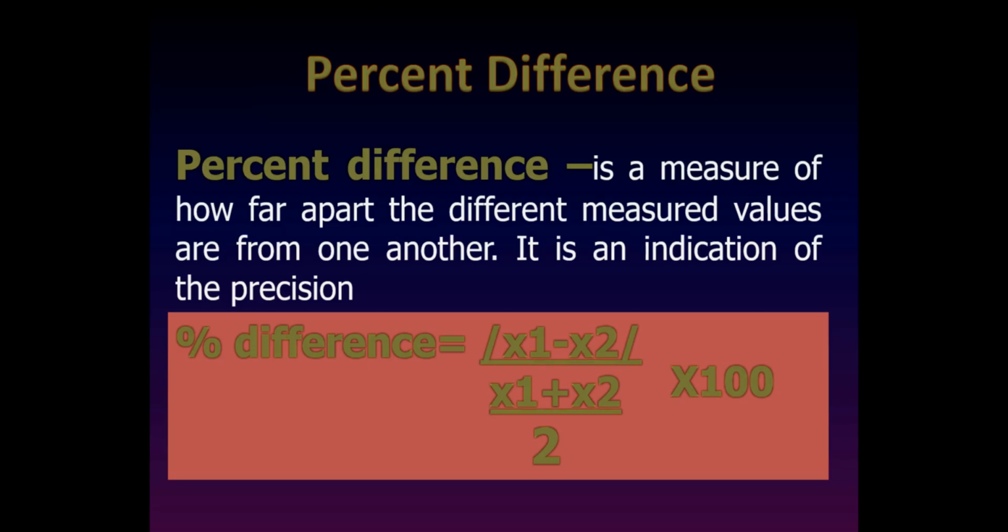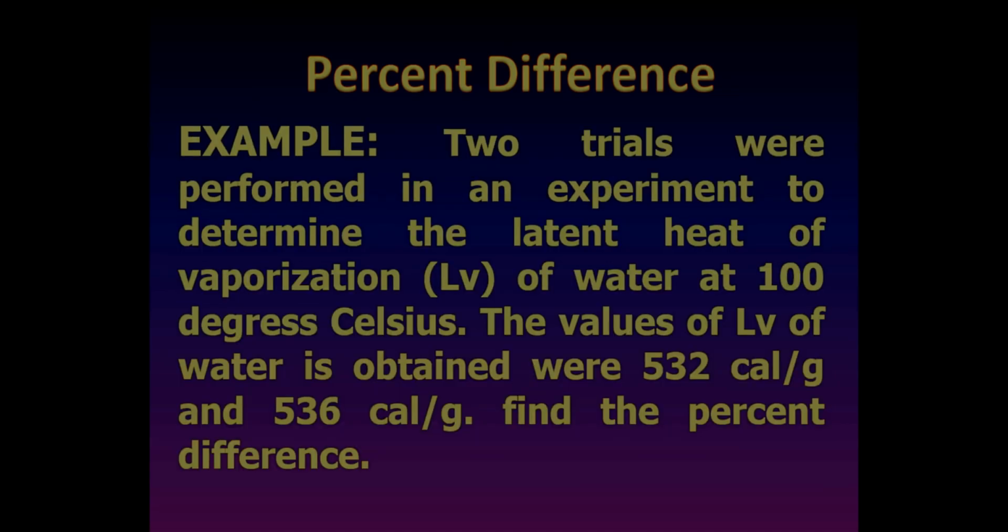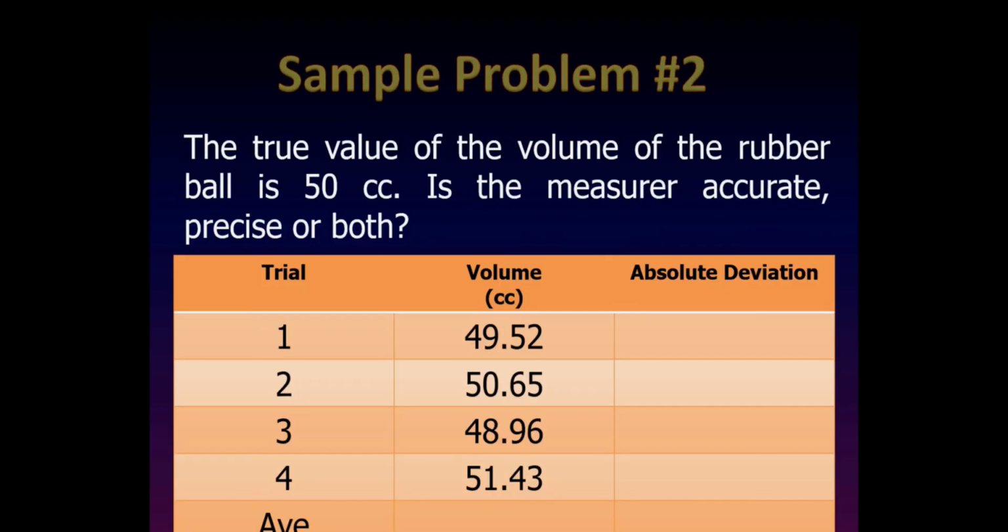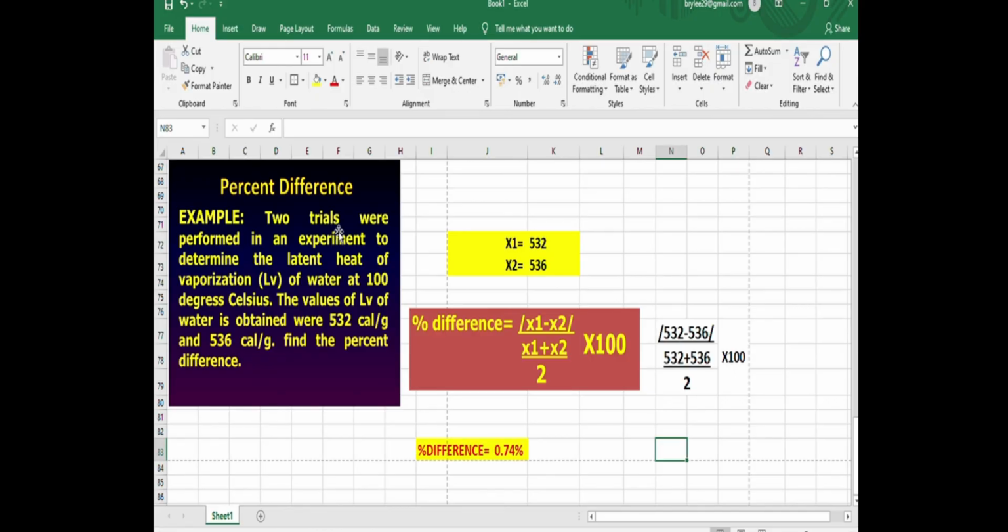So for you to solve for it, this is the formula for the percent difference. Percent difference is equal to the absolute value of measurement 1 minus measurement 2, divided by measurement 1 plus measurement 2 over 2, times 100. This is used for you to determine whether the two values that you obtained are precise. For this example problem, you will see the complete solution on the next slide.